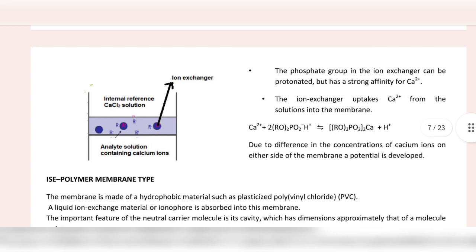Then, after this entrapment, a difference in concentration arises. Due to this difference in concentrations of calcium ions on either side of the membrane, a potential is developed. This potential developed is directly proportional to the concentration of the analyte solution, here the concentration of Ca2+.